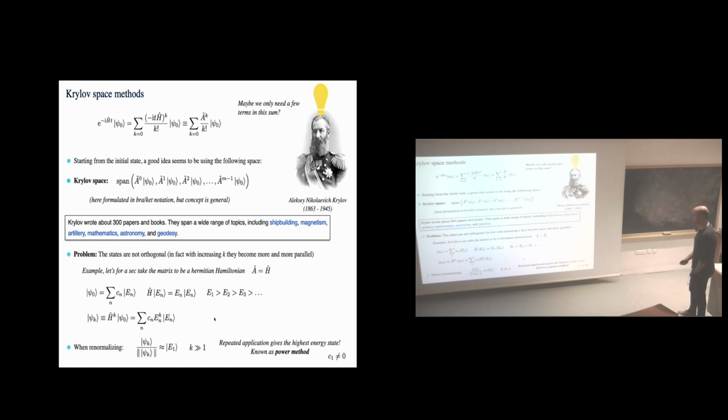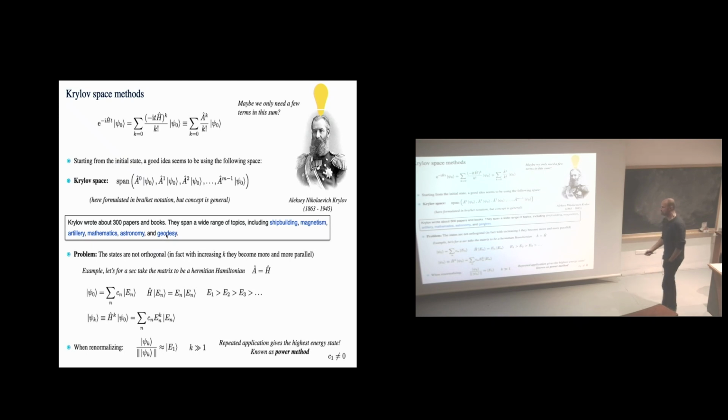Okay, of course, your initial state has to have some overlap with this state. That's a condition. But you see already the problem. When I apply these states multiple times, in this example, my state just rotates closer and closer to the highest energy state in the system, which means that these states for higher k get more and more aligned with each other. But I want to have orthogonal states to define my problem very well.